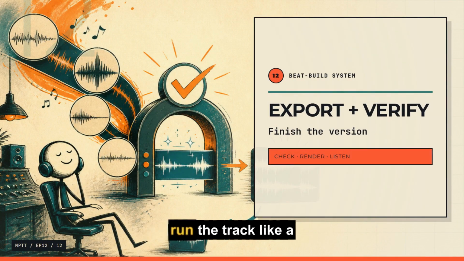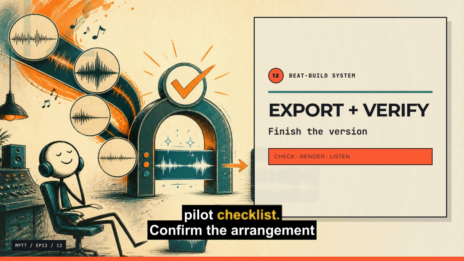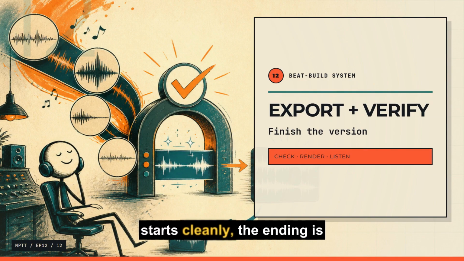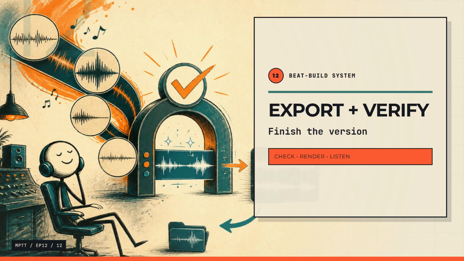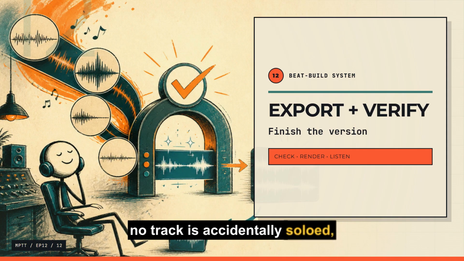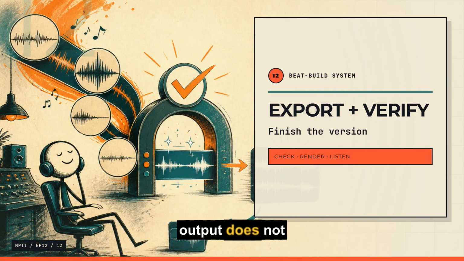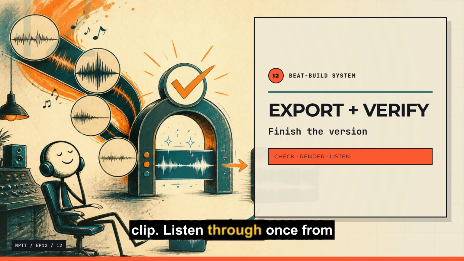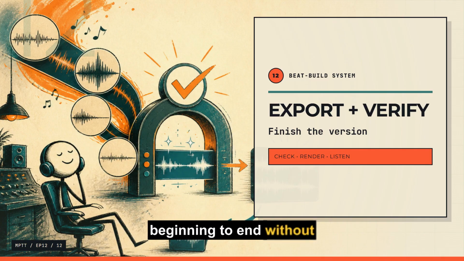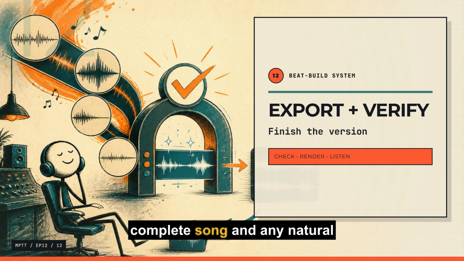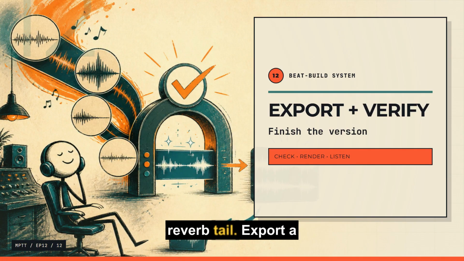Before export, run the track like a pilot checklist. Confirm the arrangement starts cleanly, the ending is intentional, no clip or note is cut off, no track is accidentally soloed, and the stereo output does not clip. Listen through once from beginning to end without editing. Then set the export range to include the complete song and any natural reverb tail.